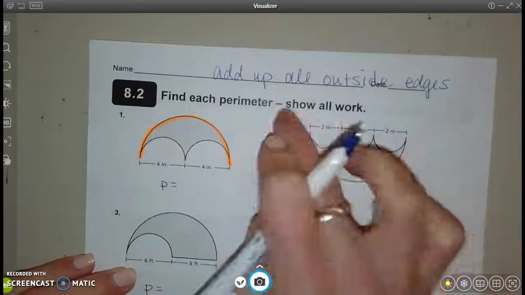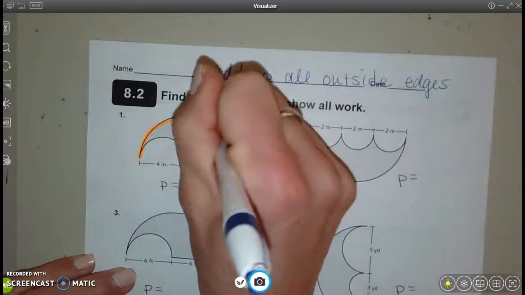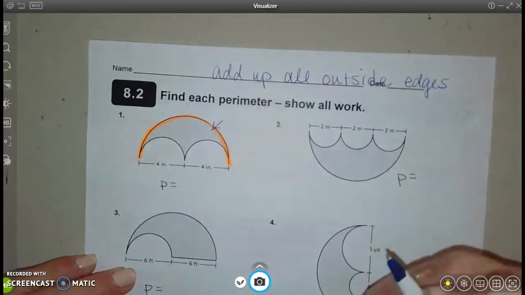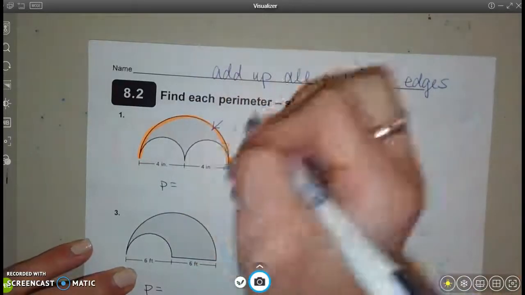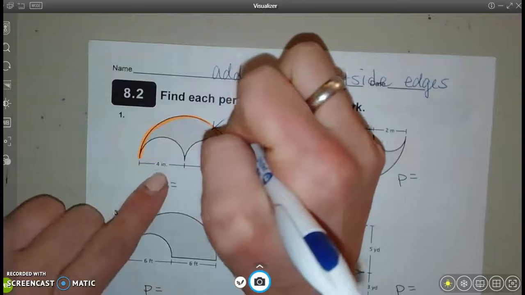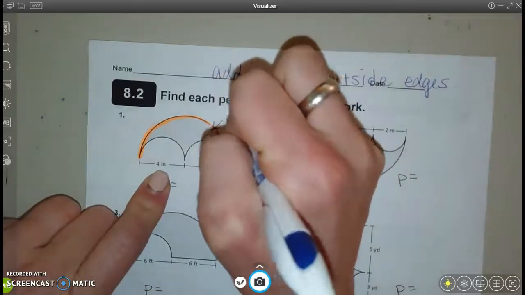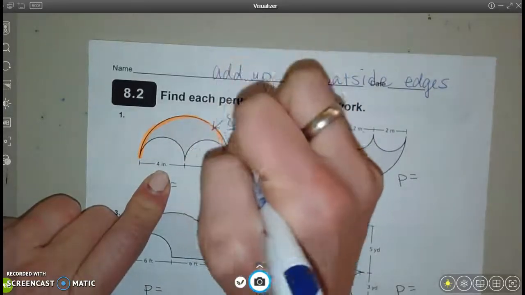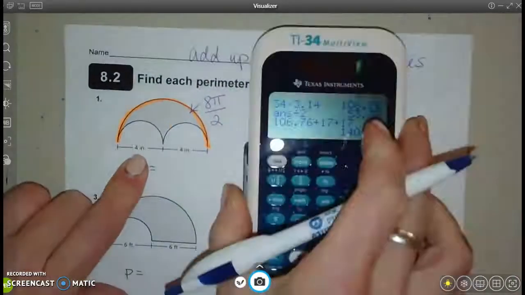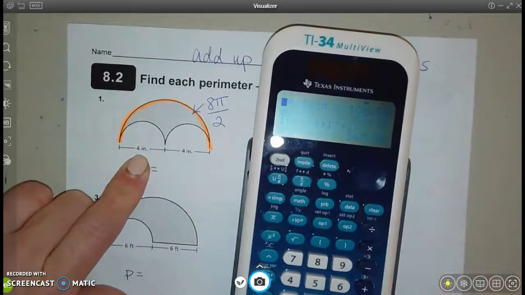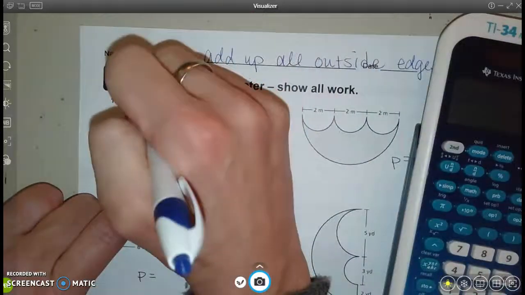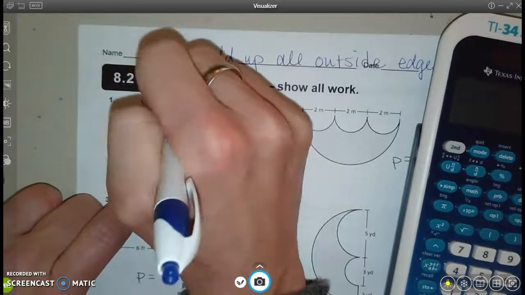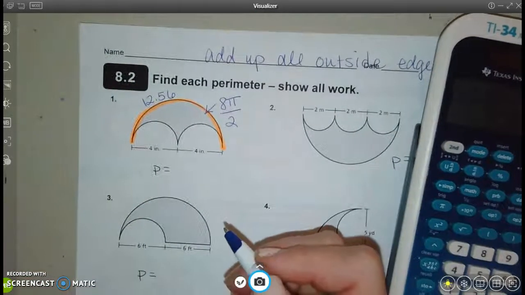Okay, so again, show all your work. Don't come back to class with just answers here. We're going to show all the work. So this is going to be 8 times pi, but that would be a full circle, so I need to divide by 2. And I can type that in because it's only a semicircle. 8 times 3.14 and divide by 2, 12.56, and I want to write that on that curved part so I know I have that done.